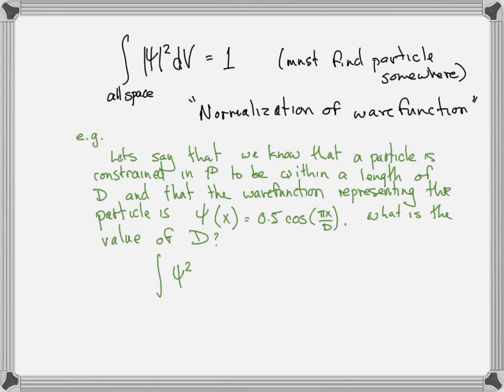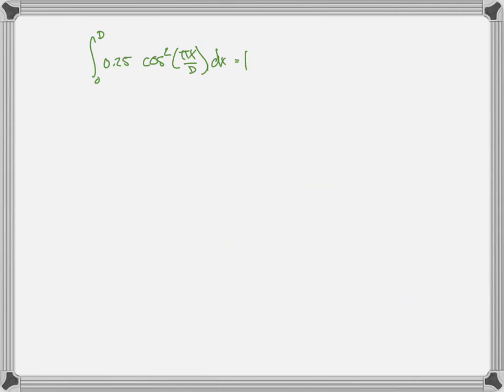In order to answer this question, we can just use the normalization condition, right? That's the integral of psi squared dx equal to 1 if we integrate over all space, but we know that it's between 0 and d, so all we have to do is integrate from 0 to d. And so therefore we can say the integral from 0 to d of 0.25 cosine squared (pi x over d) dx equals 1. So we need to do that integral.